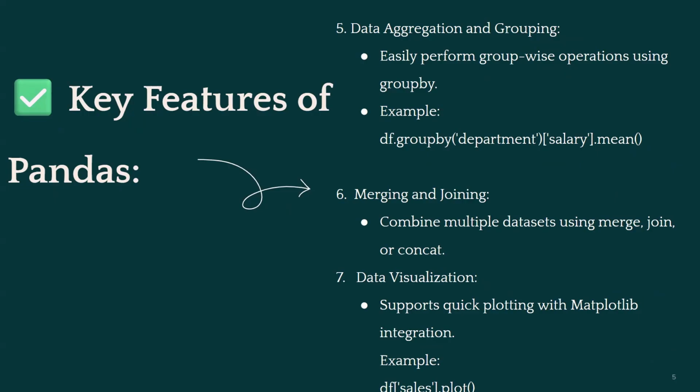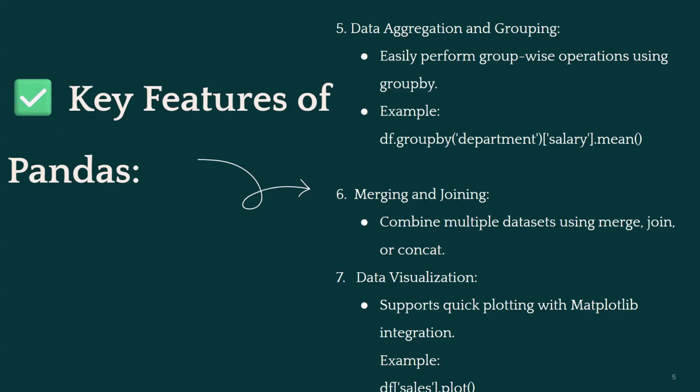So a lot of things you can do with the different columns and different data sections easily. Merging and joining: combine multiple data sets using merge, join, or concat, where you can combine data and make a single data set.